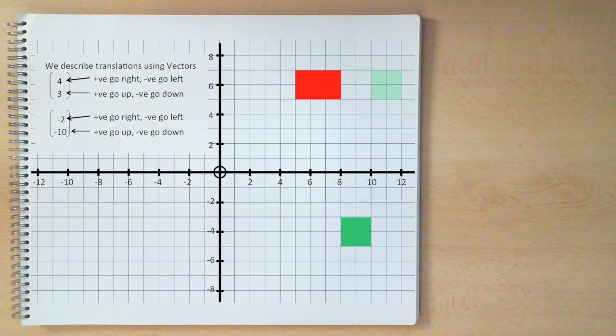So a translation is a very straightforward movement. It's a movement to the left or the right and a movement up or down, or a combination of the two of those things. And we denote our translations by using vector notation, which is very, very similar to a set of coordinates, but we write the vectors one on top of each other to differentiate them from those ordinary sets of coordinates so we don't get confused, because we're going to use the two things in conjunction with each other at certain times.